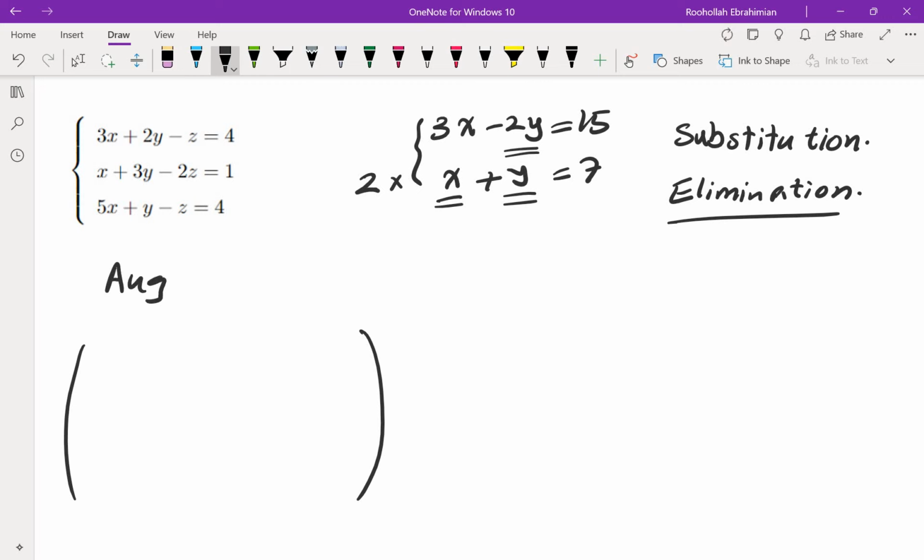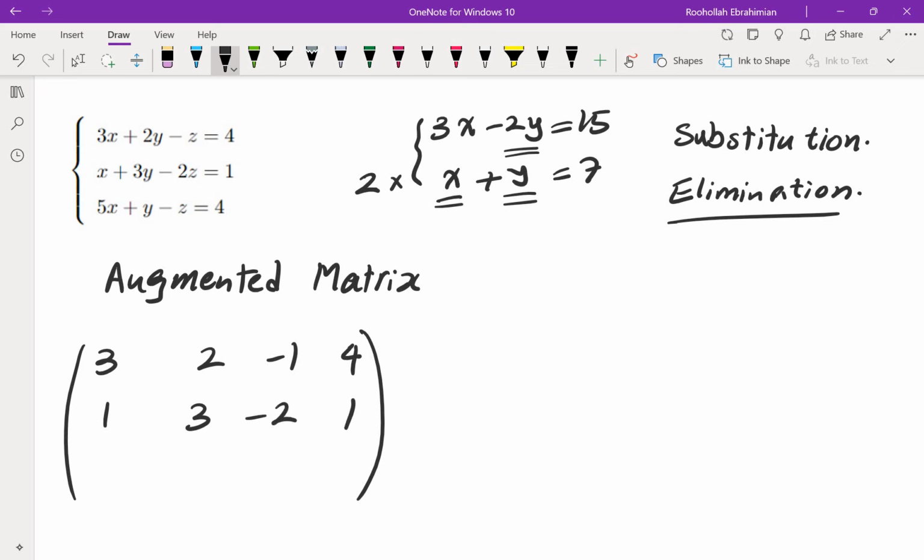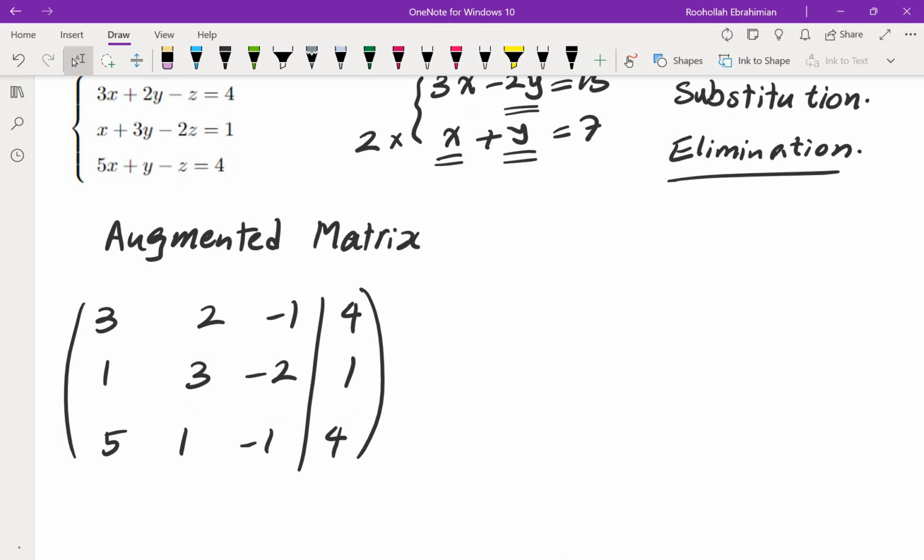and place all of these coefficients, 3, 2, -1, and the constants, 4 in this case, into that matrix. So 1, 3, -2, and then 1, 5, 1, -1, and then 4. Then I can just work with this matrix.